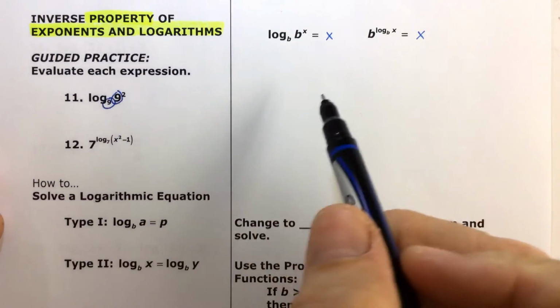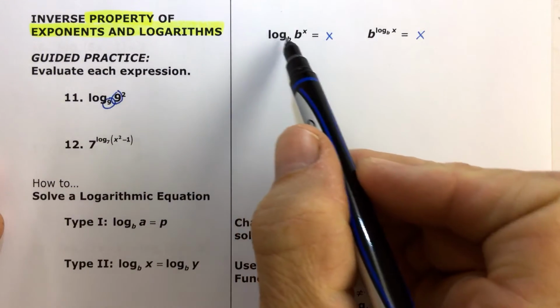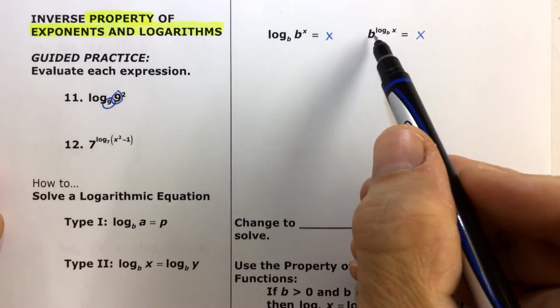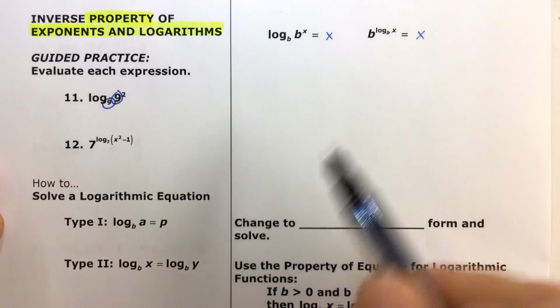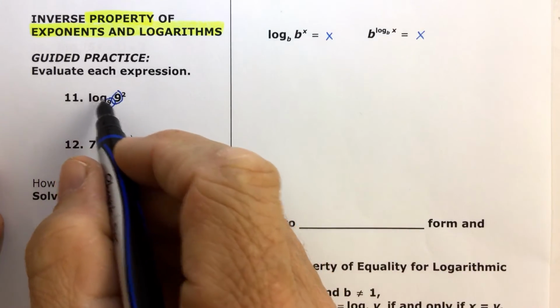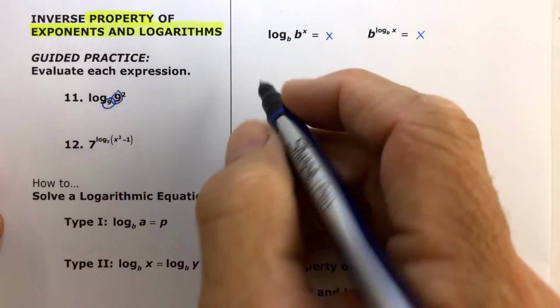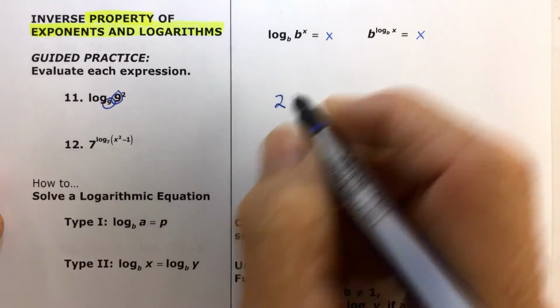Properties of exponents and logarithms. One property is the log base b of b to the x is x, and b to the log base b of x is also x. So if you see the log base 9 of 9 to the second power, well, that's just 2.